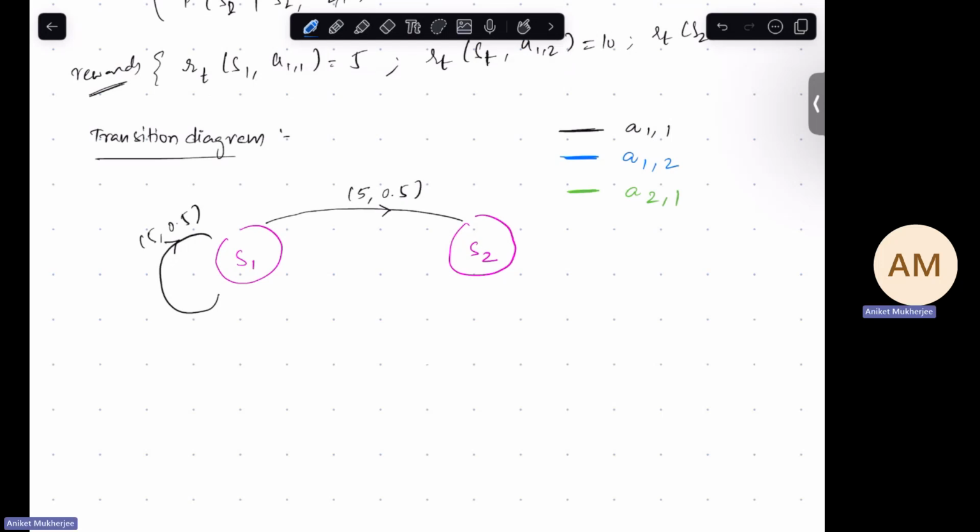If you take action A12, then with probability 1, you end up in S2 with a reward of 10. When you're in S2, if you take A21, you end up in S2 with probability 1 and with a reward of -1. So the first term in the bracket represents the reward that you get for taking that action in that state. The second term represents the transition probability.